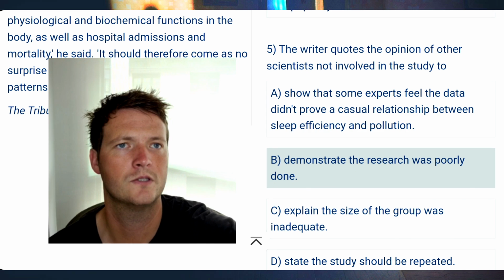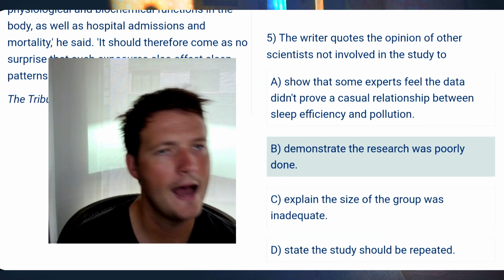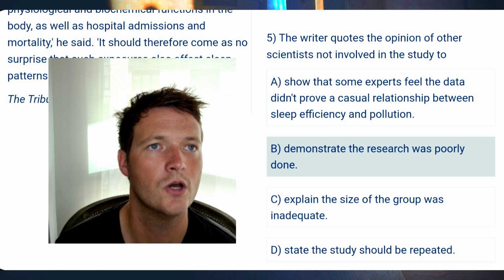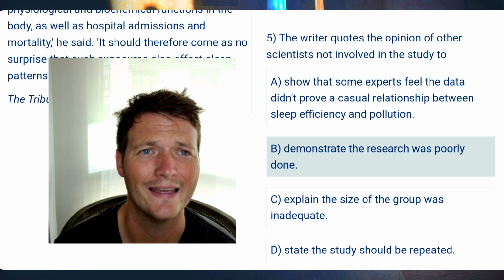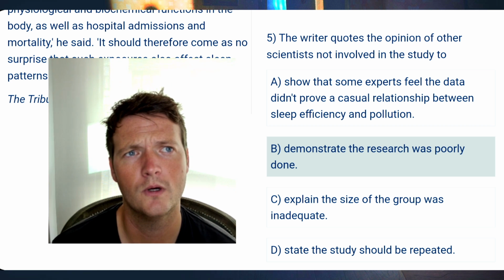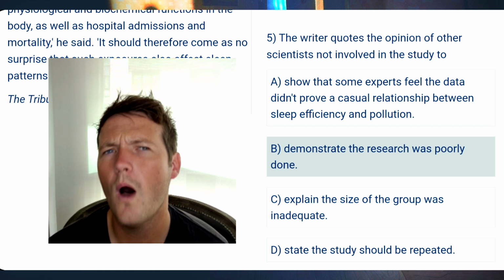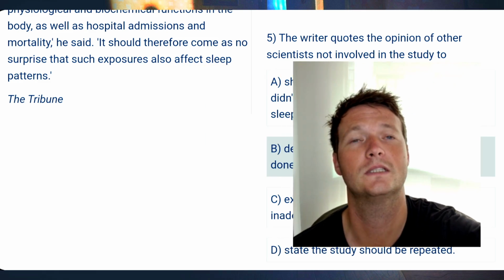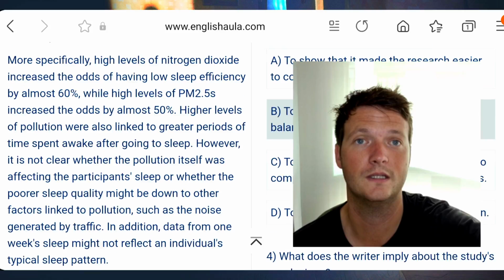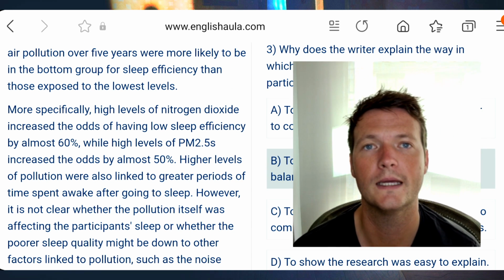Right, okay, so we're going to go on to number 5, the penultimate question here. It says, the writer quotes the opinion of other scientists not involved in the study, why? So he's going to quote other scientists' opinions who were not involved in the study. Why is he doing this? Let's have a look. Is it perhaps to support his ideas of the factors that the researchers didn't take into account?